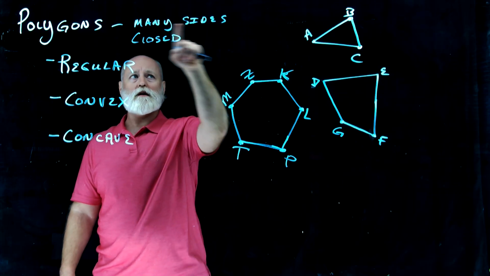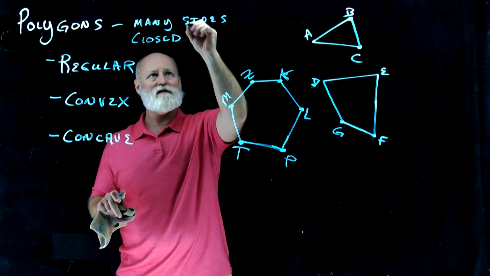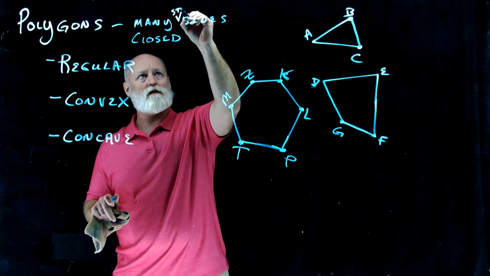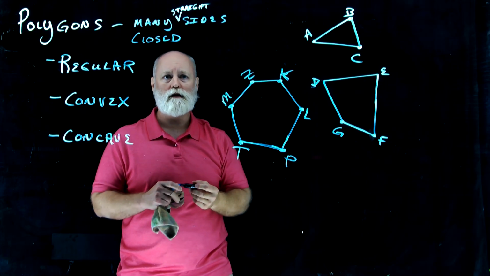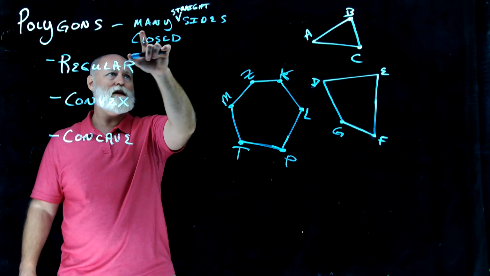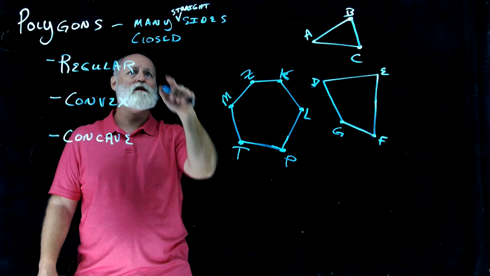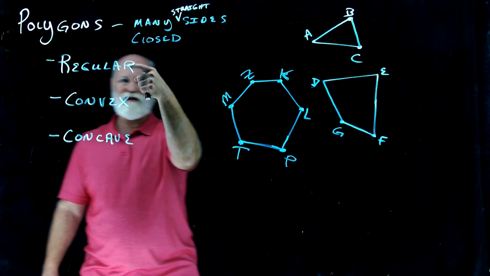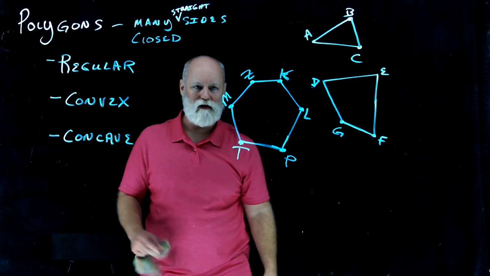So a polygon is many-sided, and maybe a piece to this is that those sides are straight. All right? Sorry about the writing. So there are many straight sides, and it's closed. Now, we got these other pieces here: regular, convex, and concave. Well, let's start with concave.